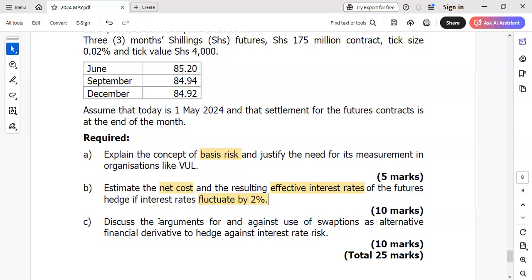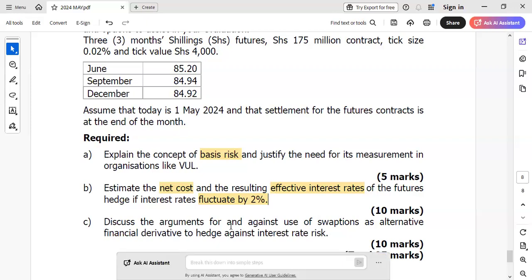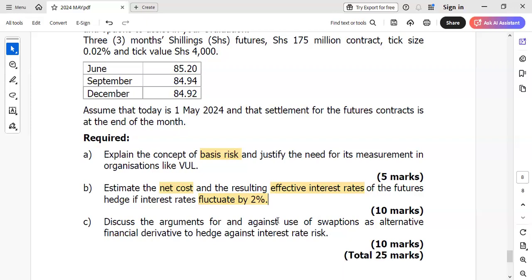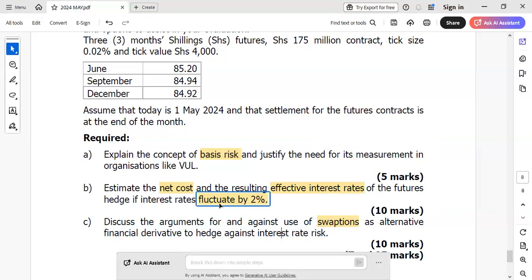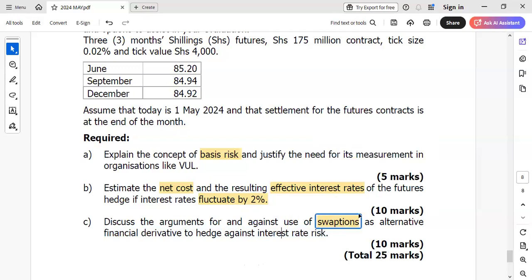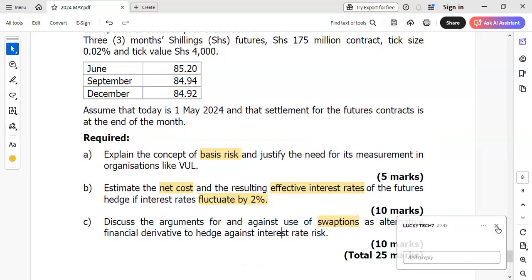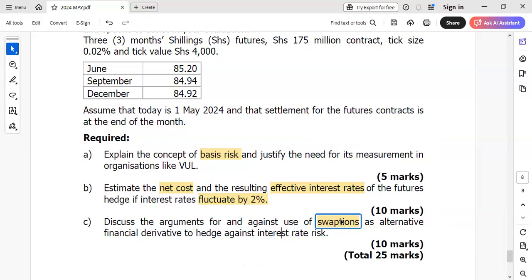Then part C, discuss the arguments for and against the use of swaptions. This is theory that you need to master. 10 marks. For now I don't need to talk about swaptions; I will talk about them later, next time. For now I am going to handle part B.